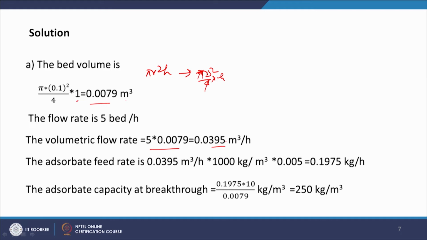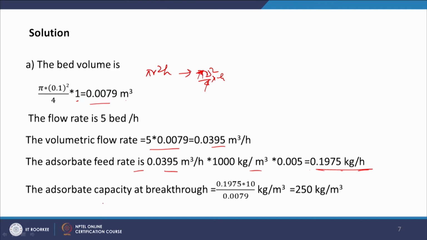Then the adsorbate feed rate is equal to how much? What is our flow rate? We are getting that in volume. Then we will convert it into mass. So, 1000 kg per meter cube it is given and it is given that 0.5% solid is present. So, this is the total mass of the influent. So, adsorbate feed will be this into 0.5%, that is multiplied by 0.005. So, we are getting 0.1975 kg per hour. So, this much of adsorbate is passing through the adsorbent bed and being captured by the adsorbent.